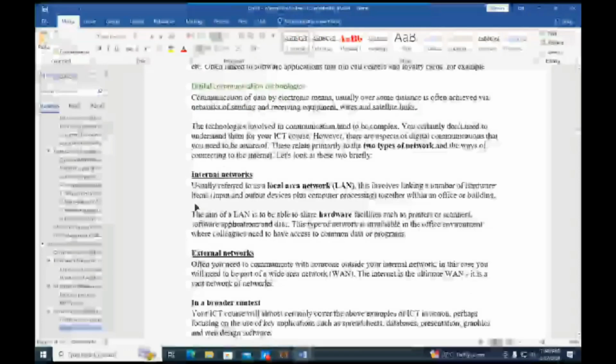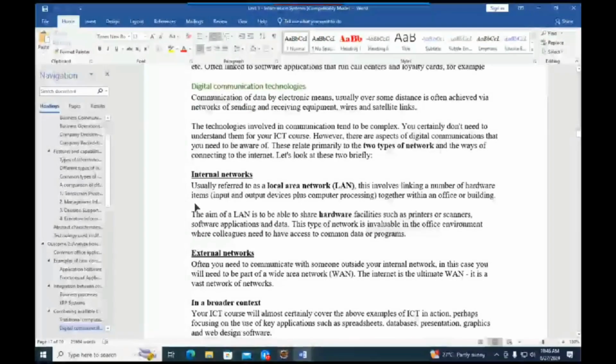Then we have the digital communication technologies, which actually deals with the communication of electronic data over some distance, and this communication is normally achieved through networks. So we have networks of sending and even receiving equipment. We have wires, we have satellite links. So computers are interconnected, they are linked so that there can be communication.